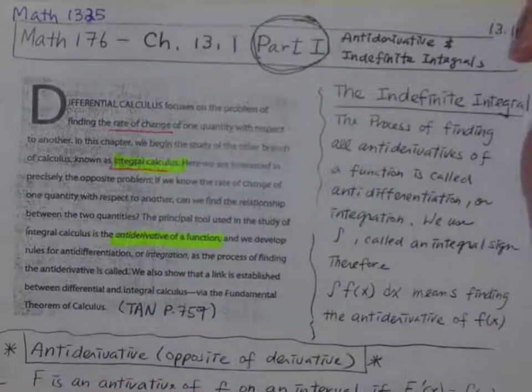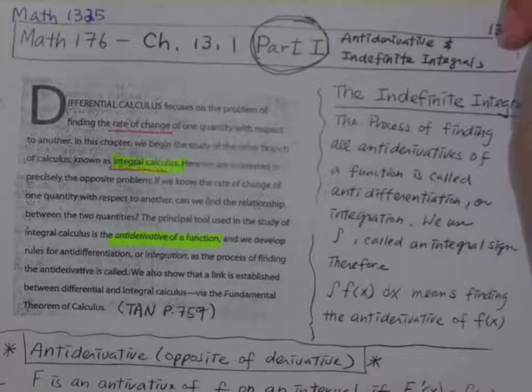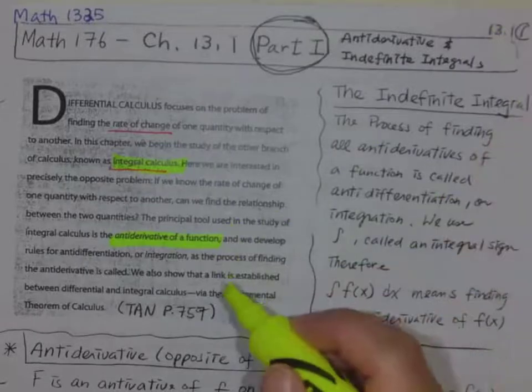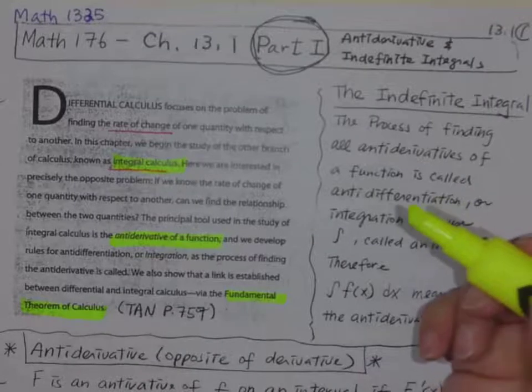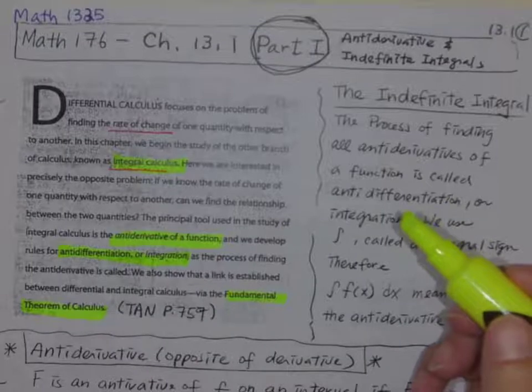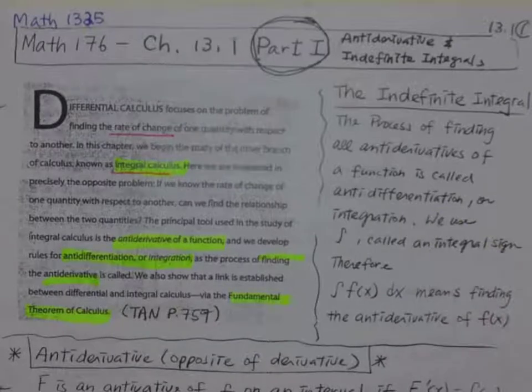And we develop rules for anti-differentiation, or integration, as the process of finding the antiderivative is called. We also show that a link is established between differential and integral calculus via the fundamental theorem of calculus. So we will talk about the fundamental theorem of calculus, and anti-differentiation, or integration, is the process of finding the antiderivative. So we will be focused on that the rest of the semester.